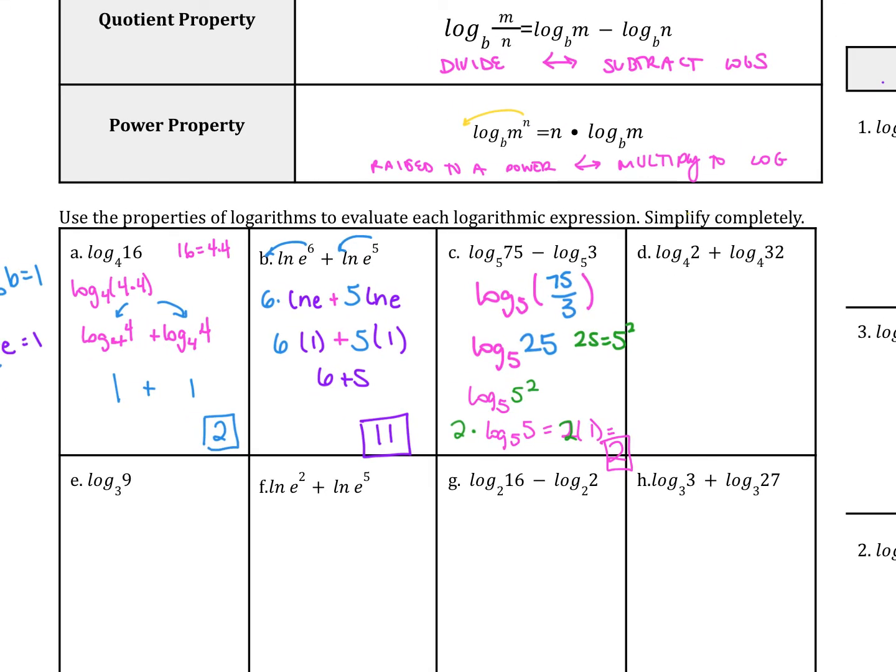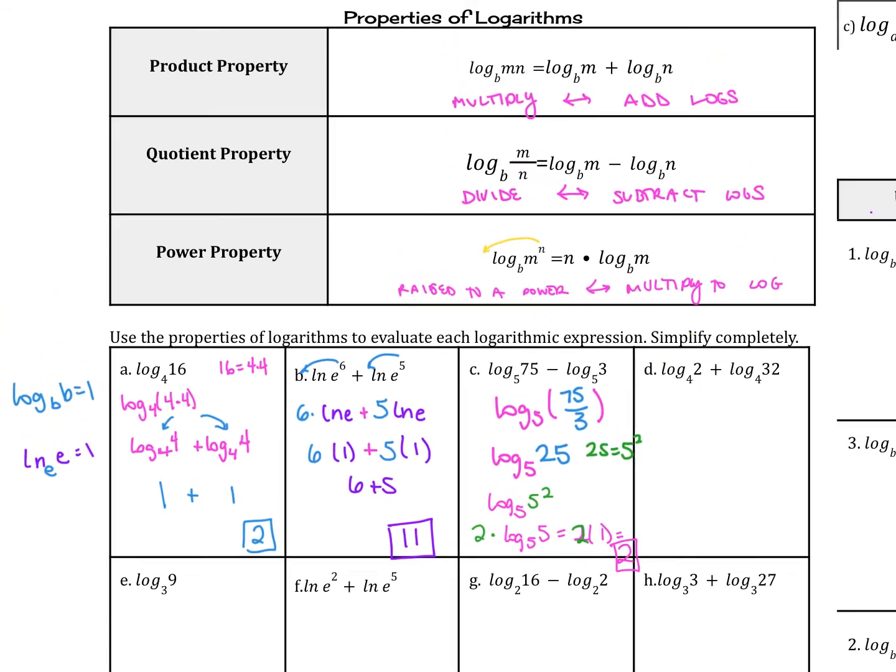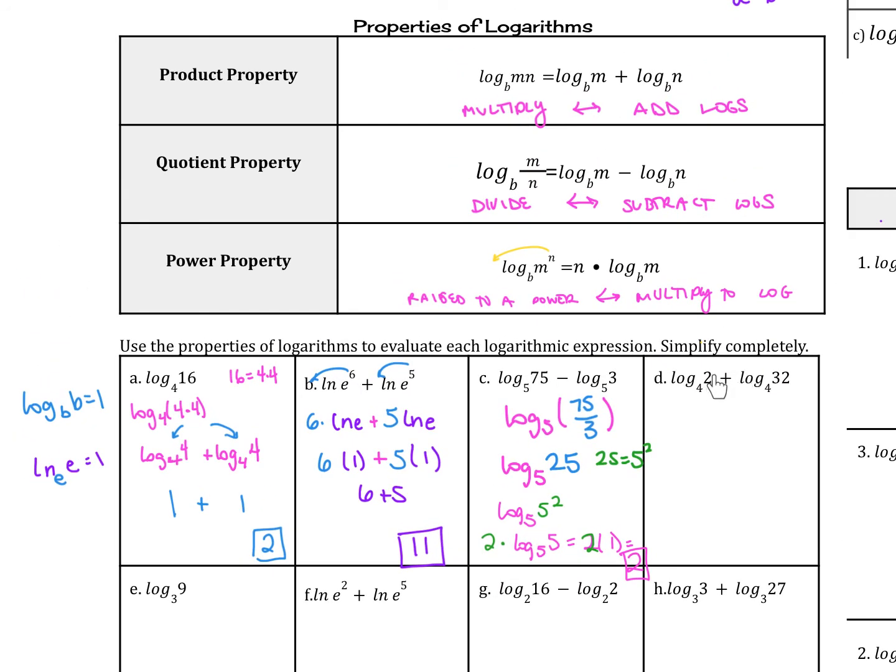Let's try letter D. Log base 4 of 2 plus log base 4 of 32. In this case, we are adding the separate logs. And so when we're adding, we can condense it to multiply those values, 2 and 32. We condense it to a single log.